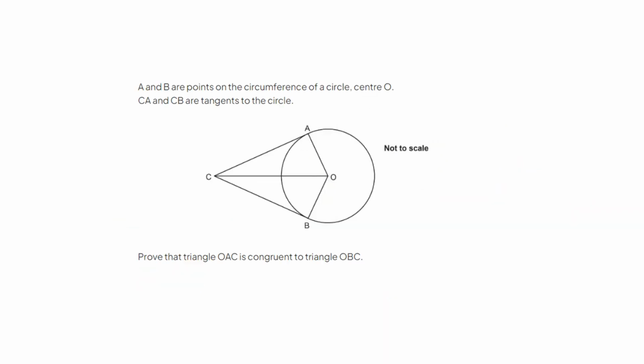Last example of the day. We're told that A and B are points on the circumference with center O, and we're told that CA and CB are both tangents. So how can we prove that these two triangles are congruent? Well, once again, if I call this 1 and I call this 2, CO is equal to CO for both triangles, as they both share that side. And remember what we said about circle theorems.